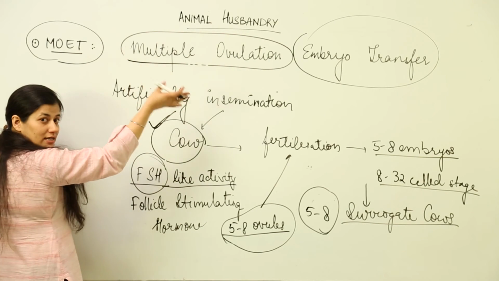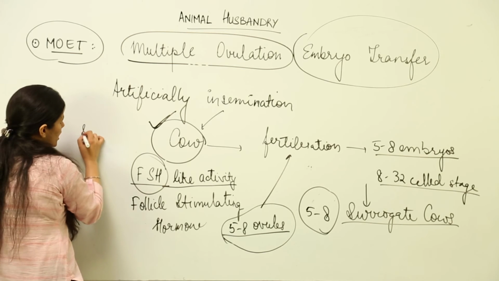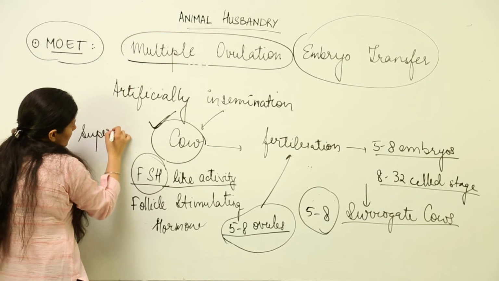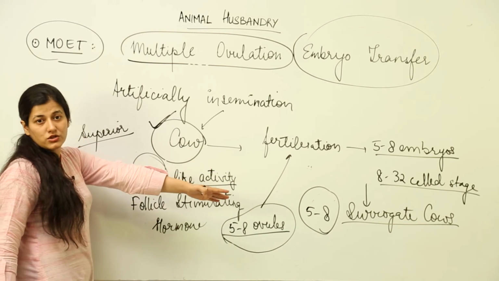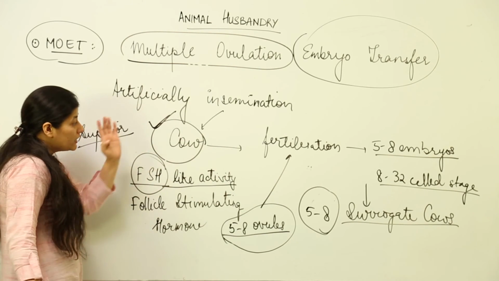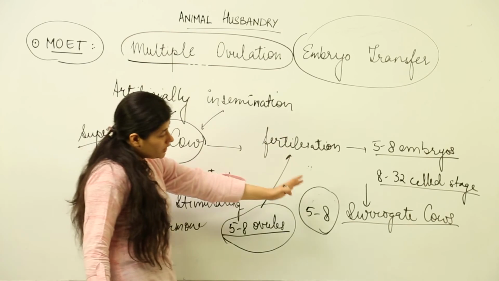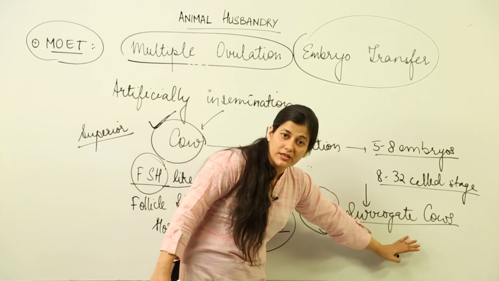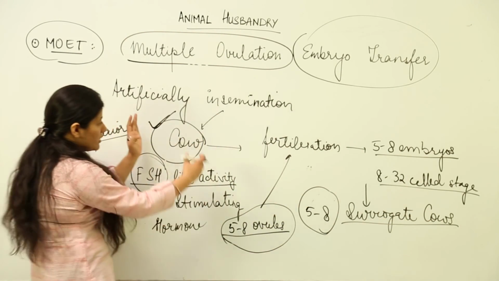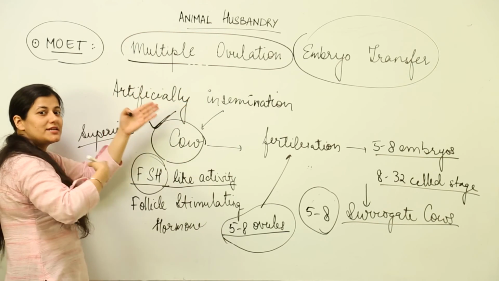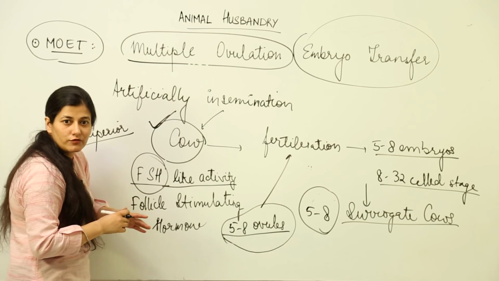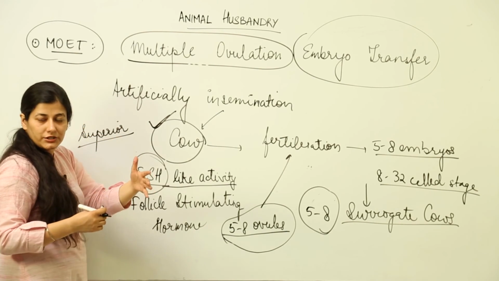The semen that has come from the male is also superior. So we are getting superior progenies, and not just one in one go. We are getting 5 to 8 superior progenies in one go. In one go, you are impregnating 5 to 8 surrogate cows. At the same time, the cow which was superior and which had undergone multiple ovulation is ready for another cycle of multiple ovulation. So you get to know how the herd could be improved.